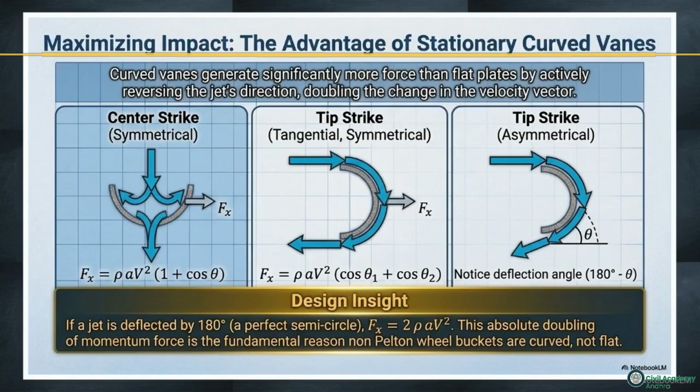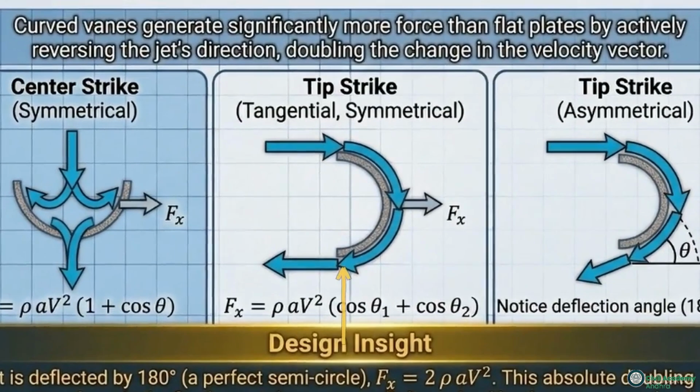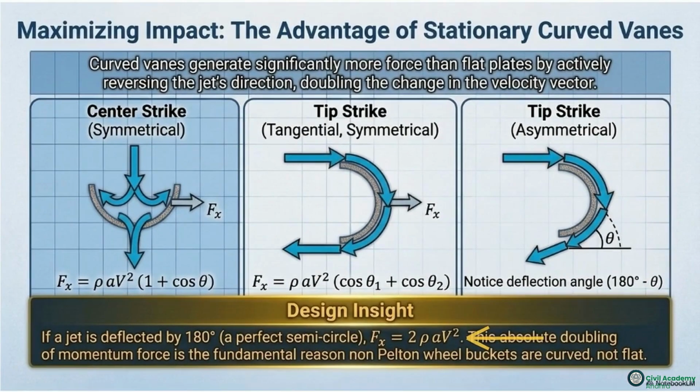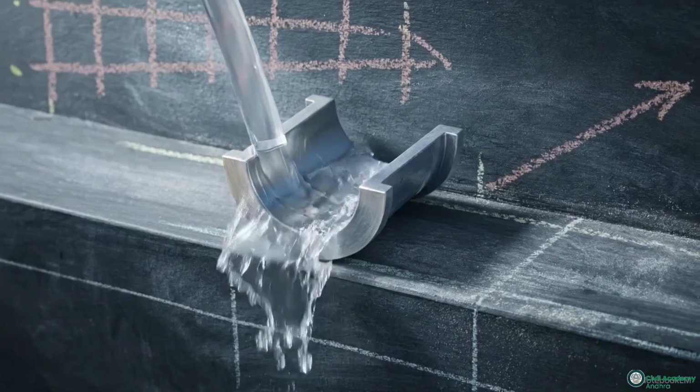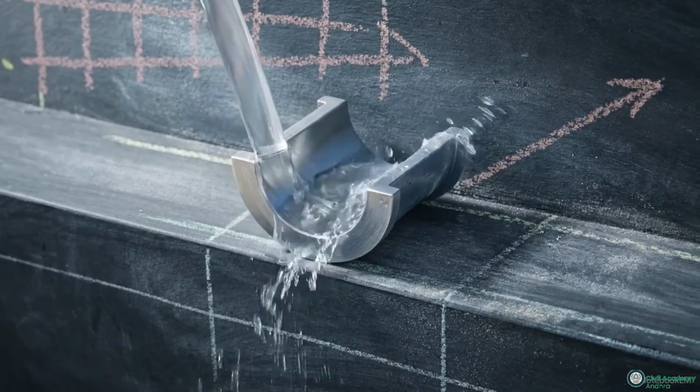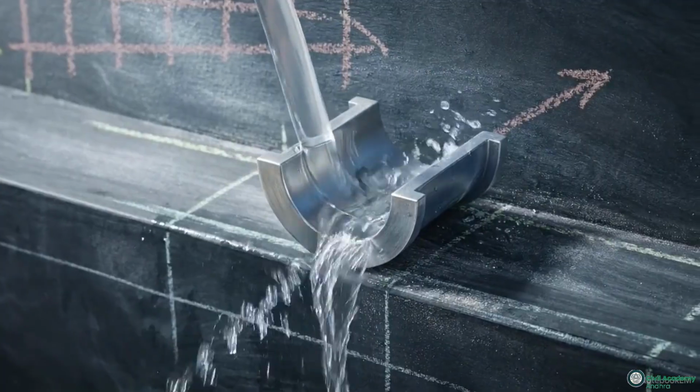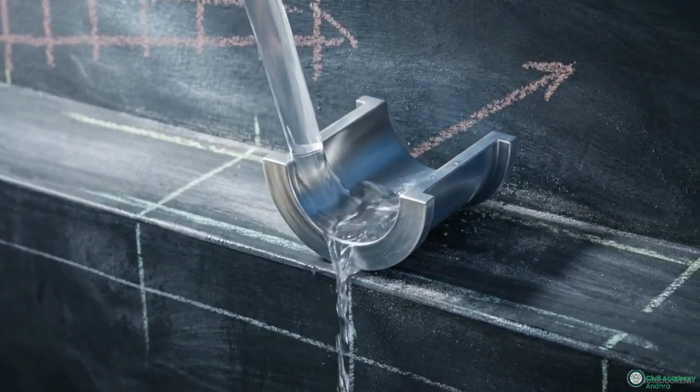This schematic compares a flat plate to a stationary curved vane. To increase structural force without introducing motion, we alter the geometry. By curving the blade to deflect the jet a full 180 degrees, the structure actively reverses the fluid's direction, doubling the momentum force. While a curved blade maximizes pure structural force, a stationary system produces no usable power. To generate work, the target must move.